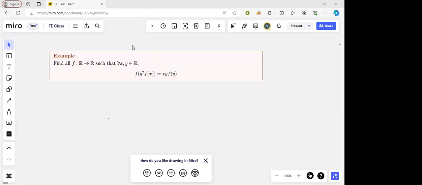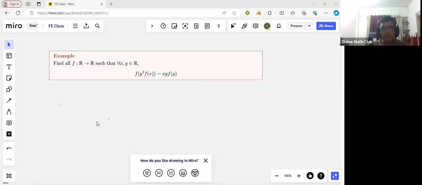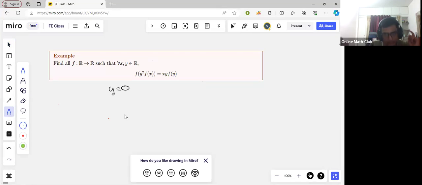f of 0 is equal to 0 here. Okay, yeah. So when you substitute y equal to 0, you get f of 0 equal to 0. Also in general, it's always useful to substitute x equals 0, y equals 0 and stuff like that. So firstly, what do you think is the solution set of this?